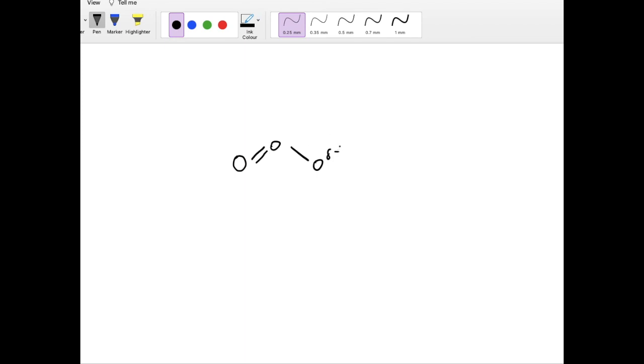Now this won't be a partial. This will be a full minus charge. Now ozone has a negative to pi conjugation. So this would go here. This would go here, and it would form a resonating structure like this.